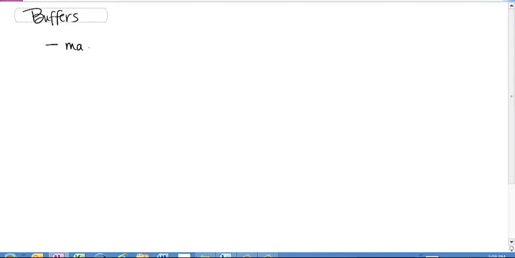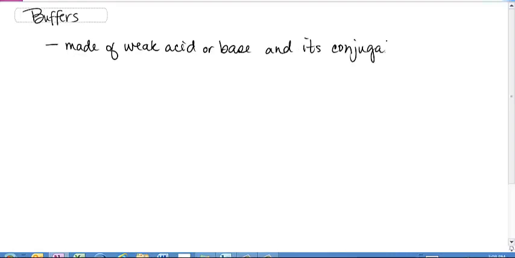So buffers in their simplest form are made up of a weak acid or base and its conjugate. So if it has a weak acid, it's going to have its conjugate base, or if it's a weak base, it's going to have its conjugate acid. So let's just think about that. As you may know, a buffer is a solution that resists a change in pH.